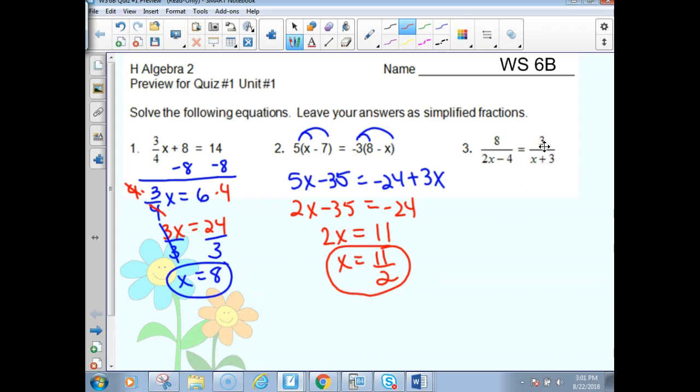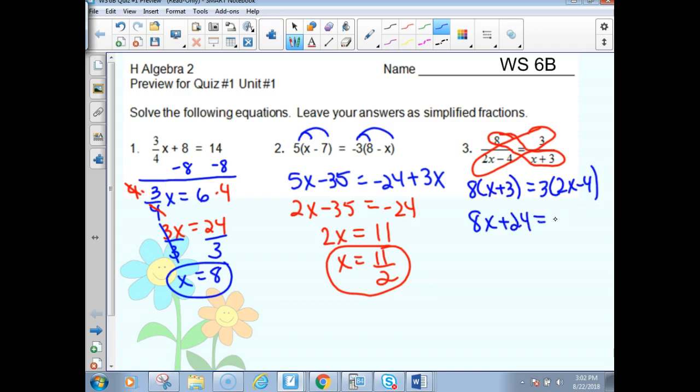Number 3, you've got 2 fractions set equal, so you can do cross products. So if I cross multiply, I'll be doing 8 times the quantity x plus 3 is equal to 3 times the quantity 2x minus 4. So I distribute, get 8x plus 24, and it equals 6x minus 12. I would subtract 6x from both sides. 2x plus 24 is equal to negative 12. I would subtract 24 from both sides and get negative 36. And then divide by 2. Negative 18.